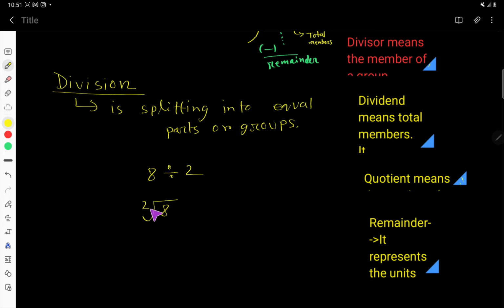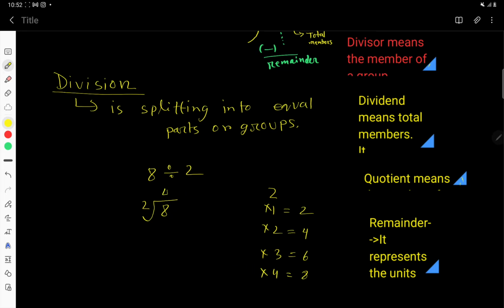So you need the multiplication table of 2. So 2 times 1 is 2, 2 times 2, just add 2 with these 2, 4. Then 2 times 3, just add 2 with this 4, 6. Then 2 times 4, just add 2, 8. So here we are getting 8 and here we have 8. So 2 goes into 8 4 times.